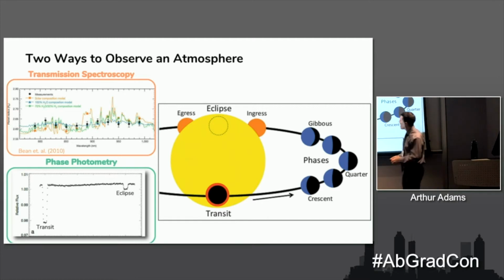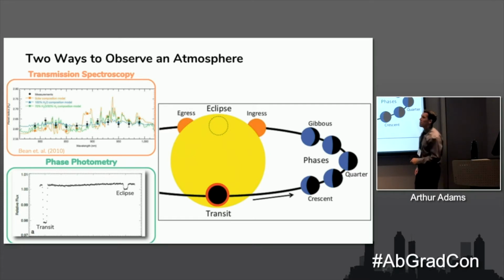If you get absorption through that atmosphere, that's a transmission spectrum, and you can possibly learn something about the composition of that atmosphere. And then if you're able to observe the planet through its whole orbit, you can see different phases of the planet, like the moon's phases, and the eclipse will show you the full phase of the planet, the day side, the side facing the star. And that will give you most of the information about the thermal emission of the planet itself.